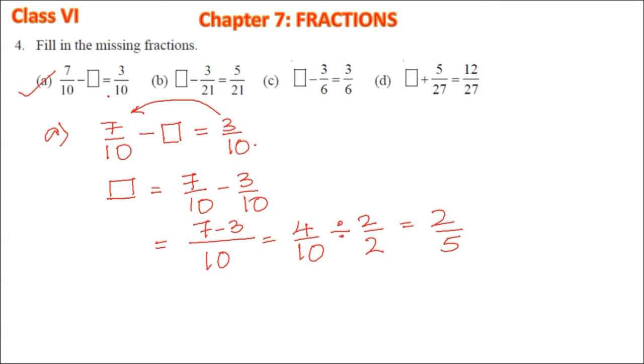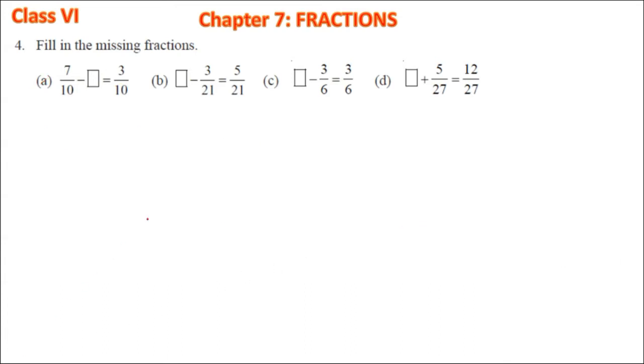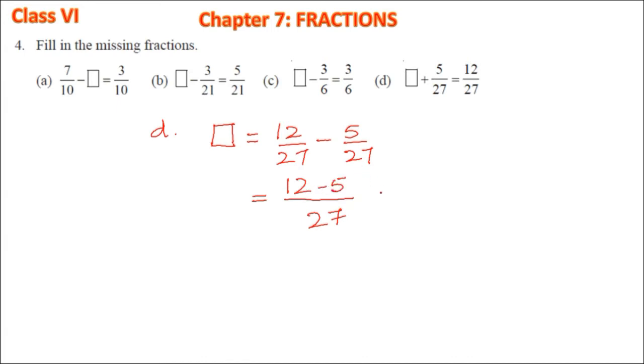Let me solve one more. This time I would like to solve the fifth one, and second and third you can do on your own. Yes, fifth one. This missing fraction will be equal to 12 upon 27 minus 5 upon 27. The LCM is 27, so 12 minus 5 has to be done. 12 minus 5 is 7. We get it as 7 upon 27. Further, we cannot simplify. This is the simplest form.